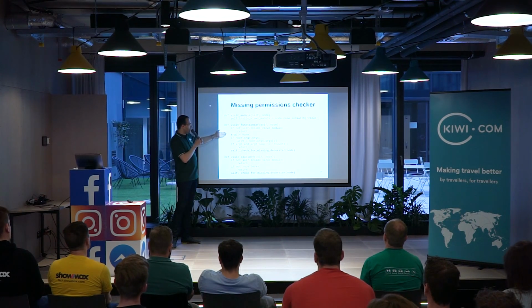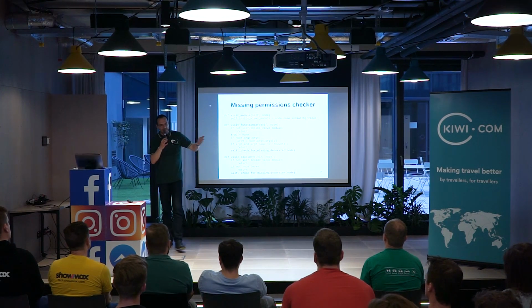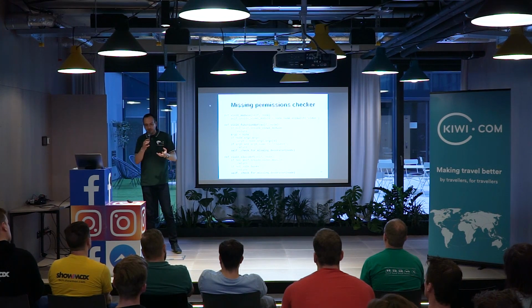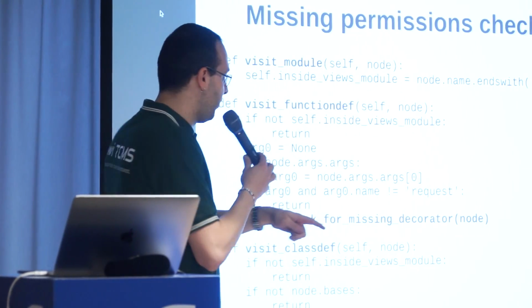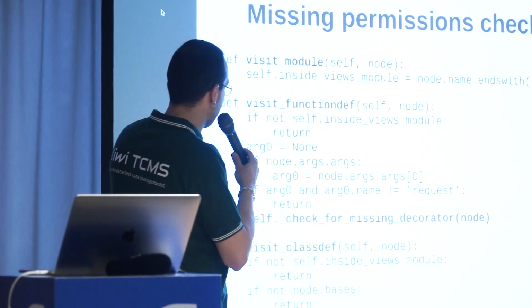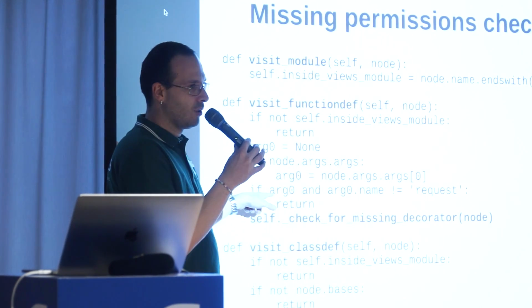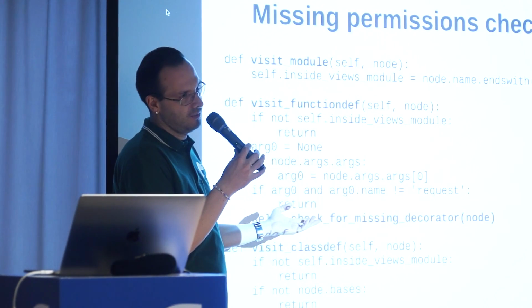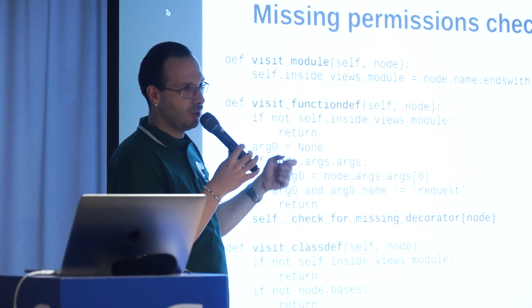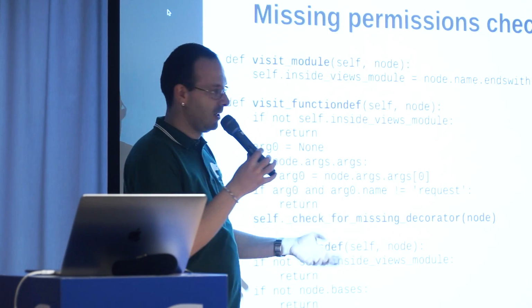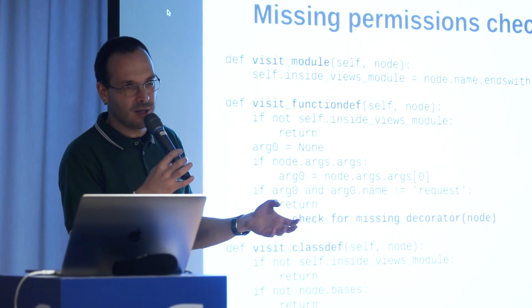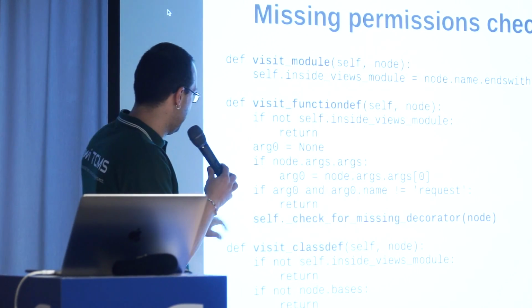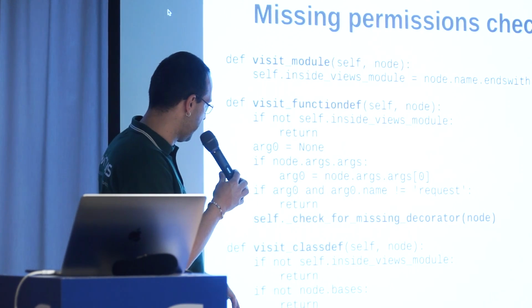Then we have visit function def, which tries to examine function-based views. So is this a helper function within the module, or is it a function-based view? The way we decide this is to inspect the arguments, and if the first argument is called request, then it must be a function-based view. It doesn't matter whether or not it is a function-based view in reality. If it has a request as first parameter, then it needs the permission required decorator, and that's it. And we call this function, this method, sorry.